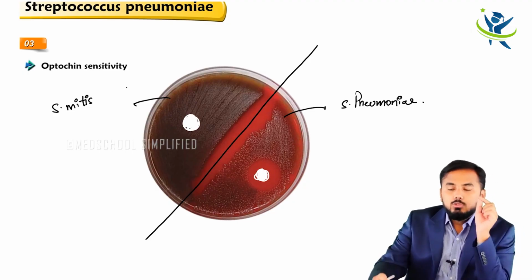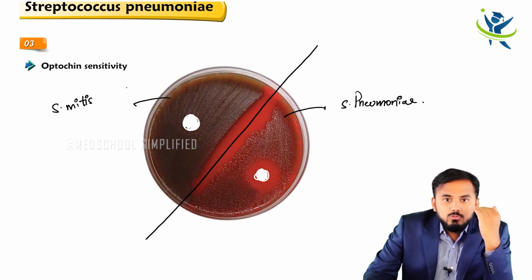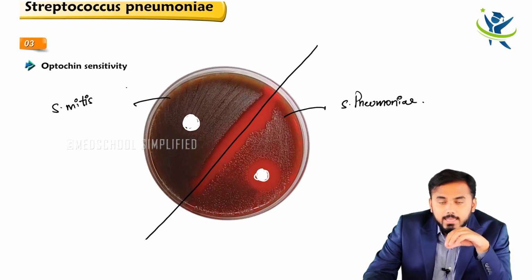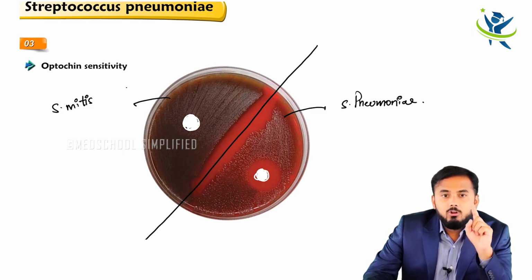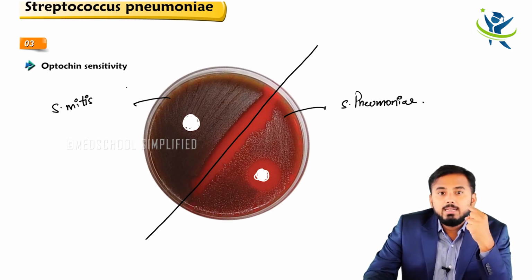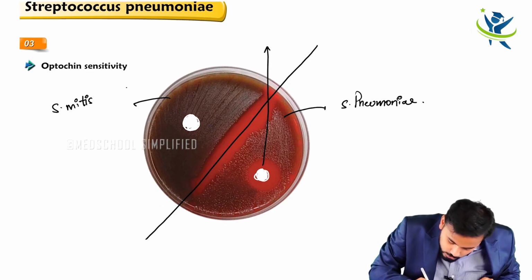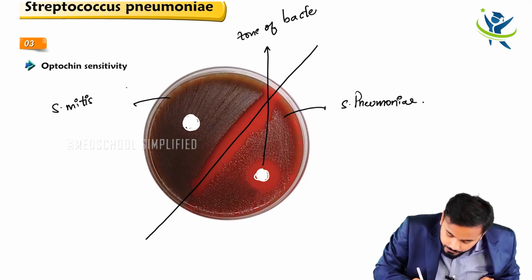This is called the zone of bacterial inhibition. Antibiotics are responsible for killing the bacteria. So surrounding this autolysin disc, all the bacteria have been dead. All the growth of the bacteria has been inhibited. So this is called the zone of bacterial growth inhibition.